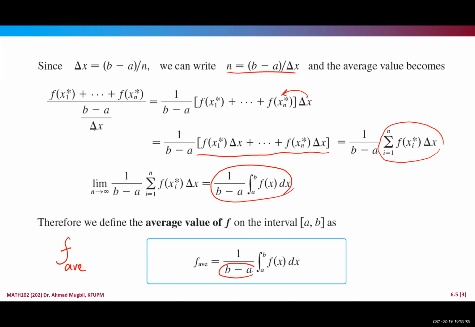What is this b minus a? It is the length of the interval. It is the upper limit minus the lower limit. So it is just the integral. You can say it in words like this: the average value of the function over a closed interval is just the definite integral of this function from a to b over the length of this interval. So to find the average value of the function, you need to find the definite integral, but don't forget to divide it by the length of the interval.